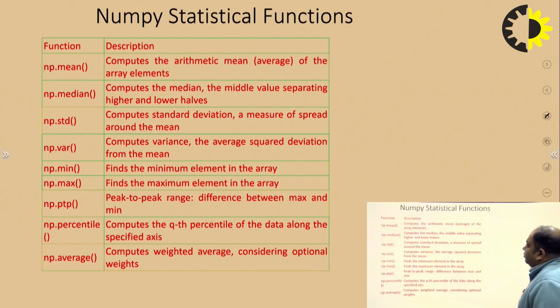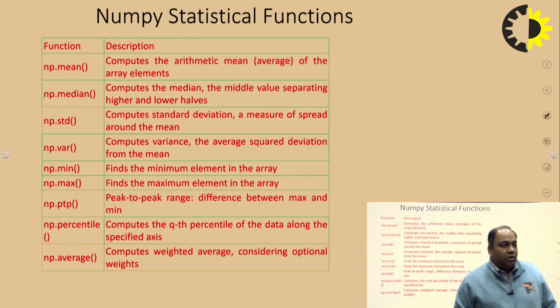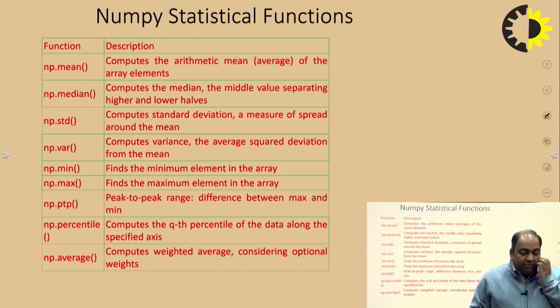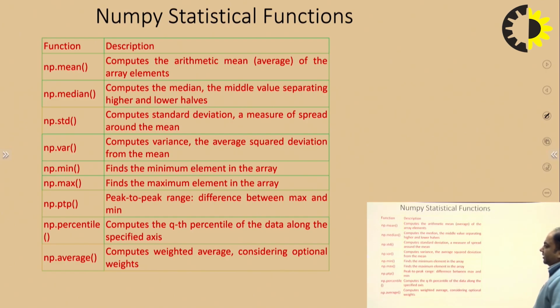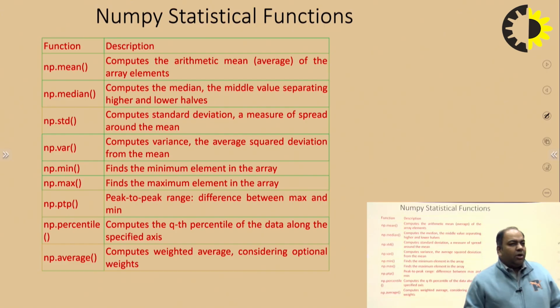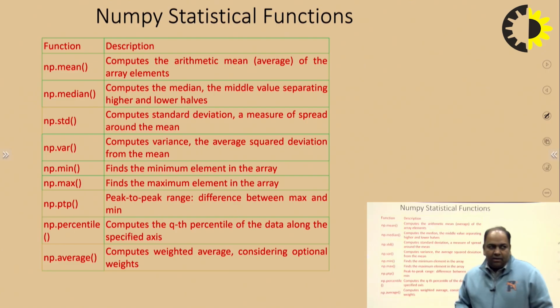Now I will go into the NumPy statistical functions, because NumPy is used basically for mathematical or numerical computations. If we want to take a mean of a series of numbers, we don't need to do anything, we just give np.mean. By giving the function name np.mean and the name of an array, it will compute the arithmetic mean of all the array elements.